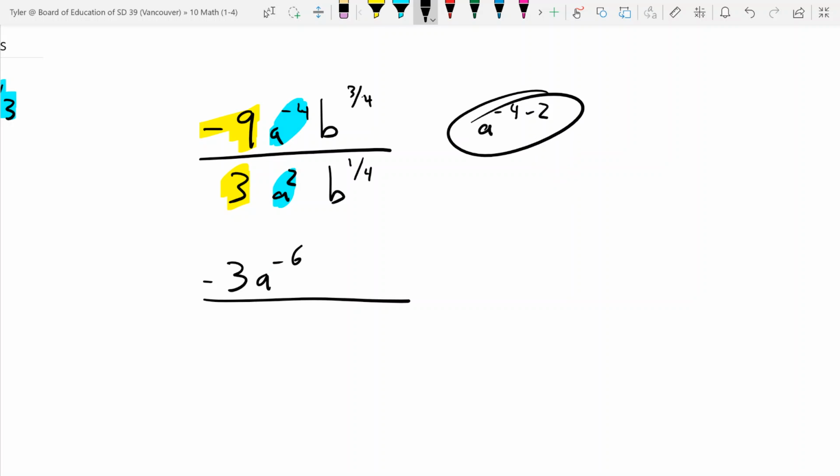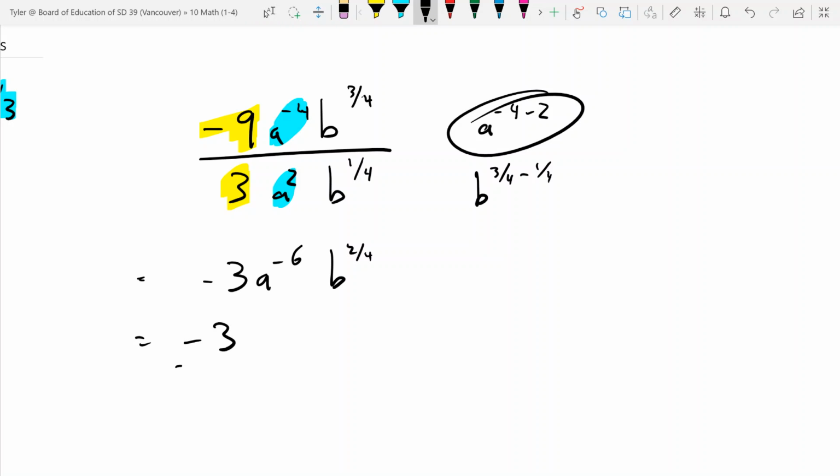Be careful, whenever you do stuff like this, it always ends up in the numerator. Then if it's negative and you want to move it to the denominator or something, we can do that next step. The next one's going to be b to the 3/4 minus 1/4. Okay, so that's going to end up being b to the 2/4, which will reduce in the next step. The denominator is all completely gone now, so that means it's over 1, which means we don't really need to write it. Okay, now let's simplify some stuff.